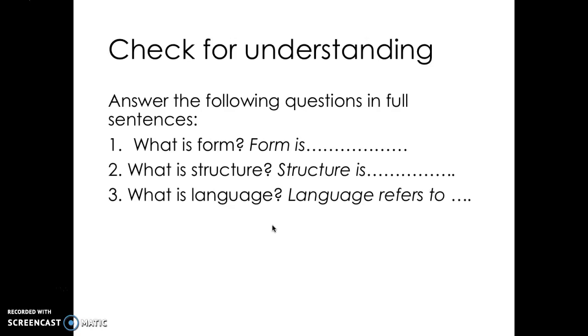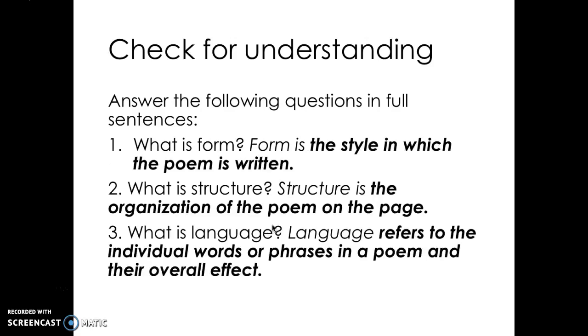Excellent. Hopefully by now you've managed to have a go at all of those questions. I am now going to go through the answers, okay? So number 1, what is form? Form is the style in which the poem is written when you're looking at the poem as a whole. Question 2, what is structure? Structure is the organisation of the poem on the page, okay? We're starting to look at things in a bit more detail, a bit more line by line, seeing what is significant about the way the words are laid out.